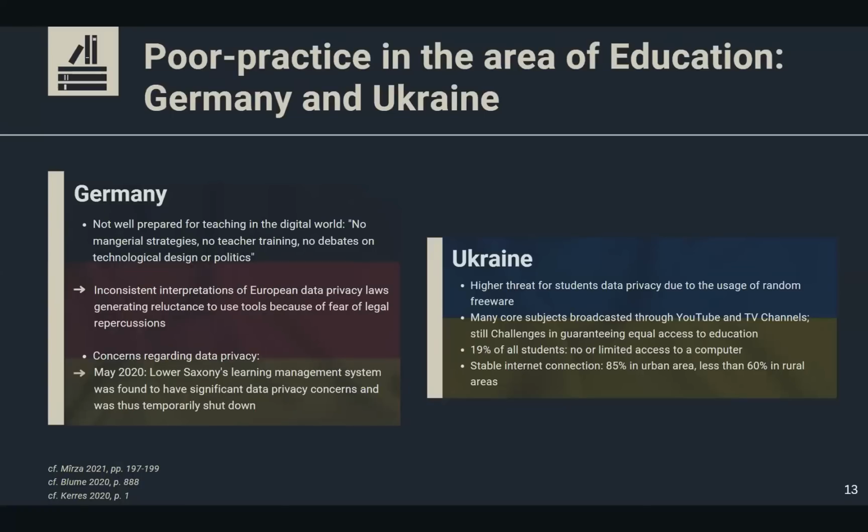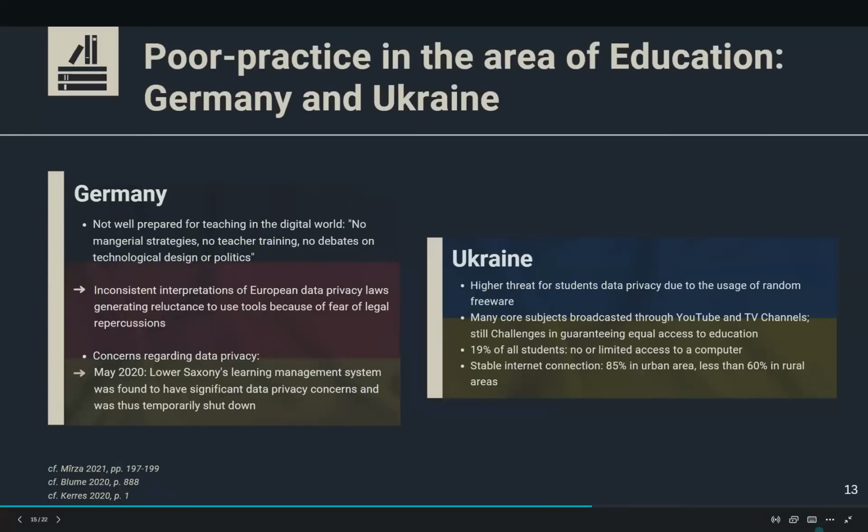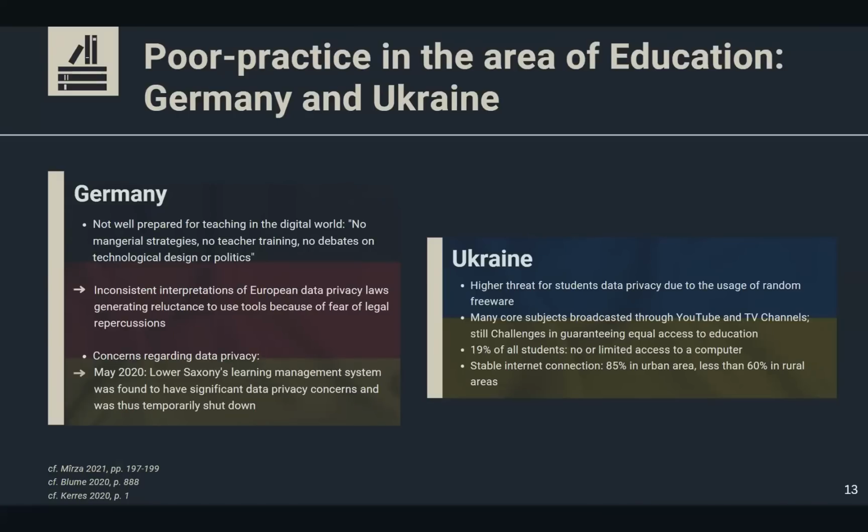Our poor practice examples in the area of education refer to the countries Germany and Ukraine. Despite being a world-leading developer and producer of high-tech products, Germany was not well prepared for teaching in a digital world. Inconsistent interpretations of European data privacy laws generated a reluctance to use tools because of fear of legal repercussions. Also, concerns regarding data privacy arose because a learning management system was found to have significant data privacy concerns.